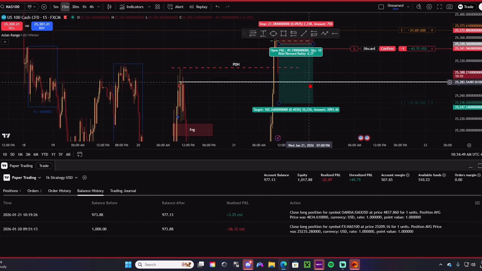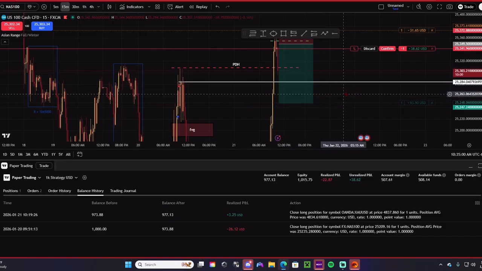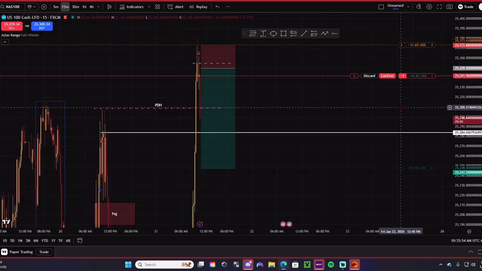Already hit TP1, we're reaching for TP2. And once it reaches TP2, I think I'll be good, honestly. I just wanna finesse as much as I can from the market. Ooh, come on. Here we go. Come on. Here we go. Take profit.